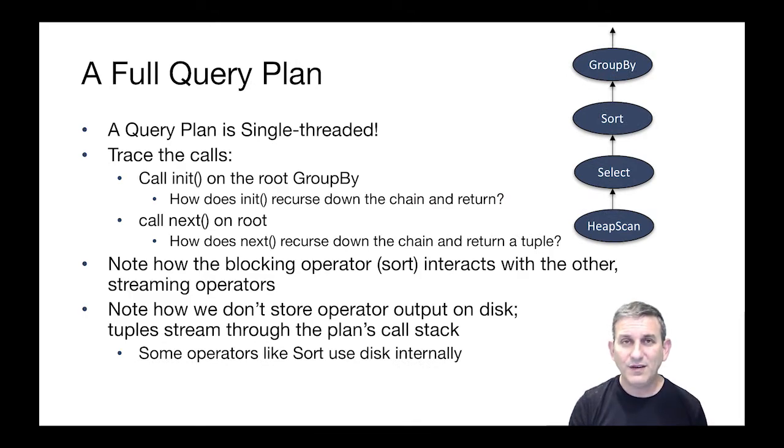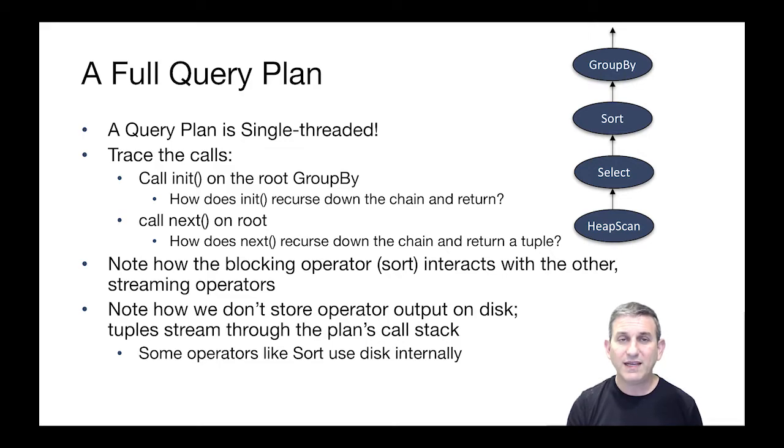Okay, and we've seen enough operators now to imagine how a full query plan works. We could do a group by over a sort, over a select, over a heap scan. That's a pretty reasonable single table SQL query. And so you should think about how this would work by calling the init and next functions of all of the iterators we've seen so far.